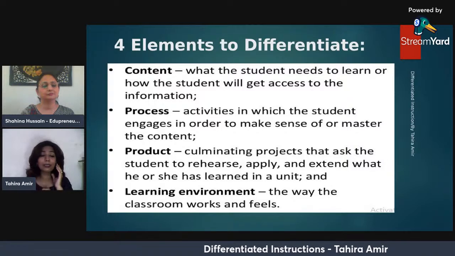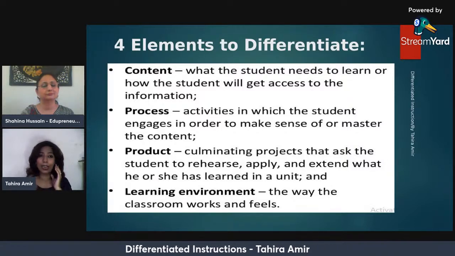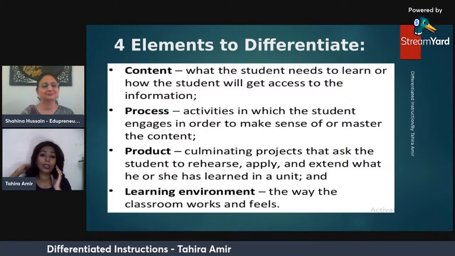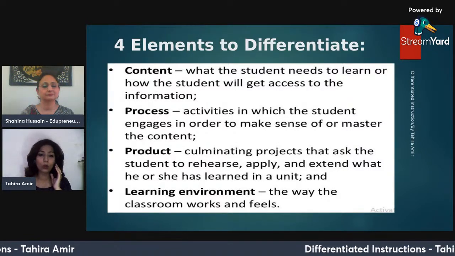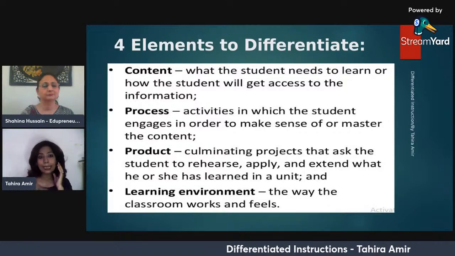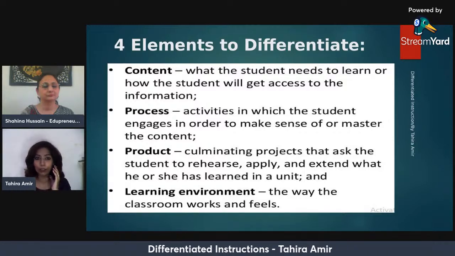For this product, we have a variety of examples. How can we create this differentiation? For example, the students who are visual learners can create a graphic organizer of the story.